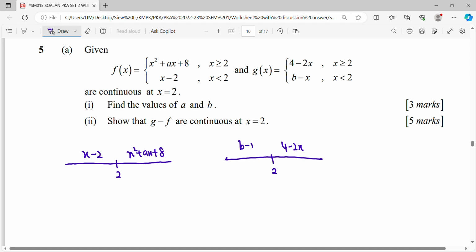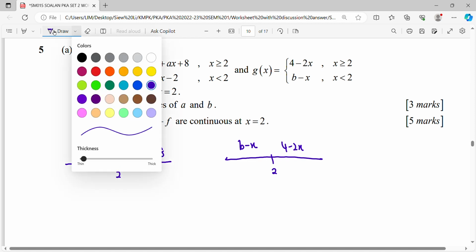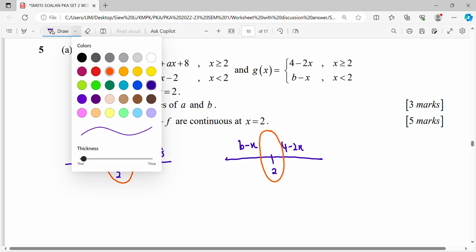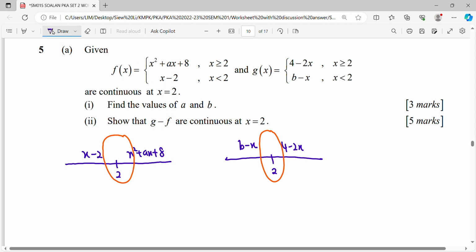less than 2, b minus x. Since they are continuous at x equals 2, it means that at this changing point, the function changing at this point, they are continuous. By using the continuity condition, the limit when x approaches 2 from the left hand side of x minus 2 is supposed to be equal to the limit as x approaches 2 from the right hand side. So this only shows the limit exists.